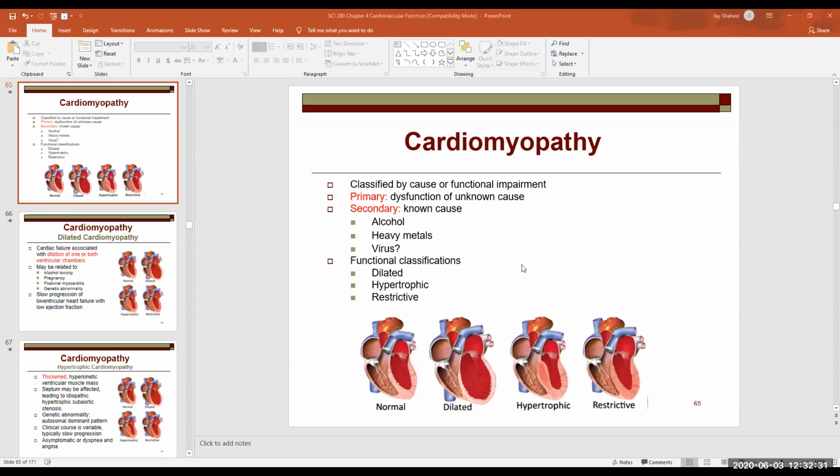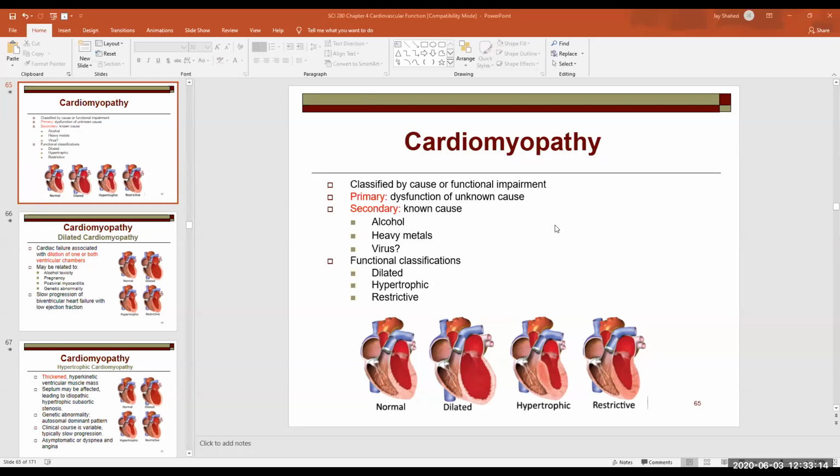We have it either as primary, where the dysfunction happens just as is, or secondary, which would be due to a different cause. Sometimes you will have this hypertrophy for an unknown reason. That would be your primary. So when it's primary, it's an unknown reason. If it's secondary, you know it's due to some other things, and many times it's due to a virus infection. So if you've been infected by a virus, sometimes you end up having one of these three different types.